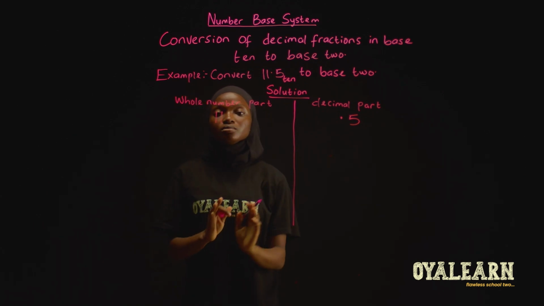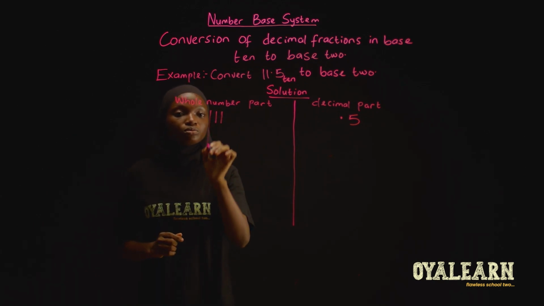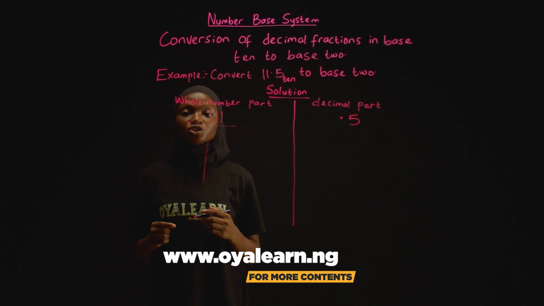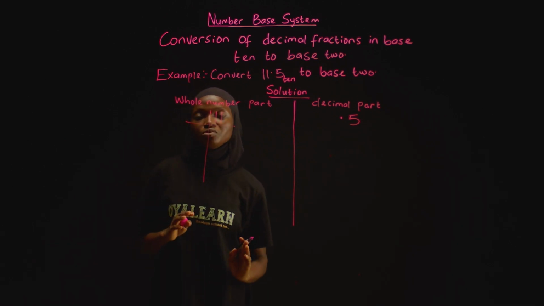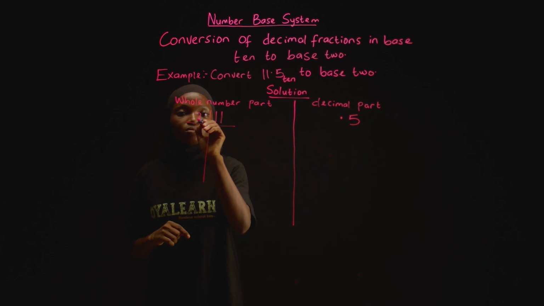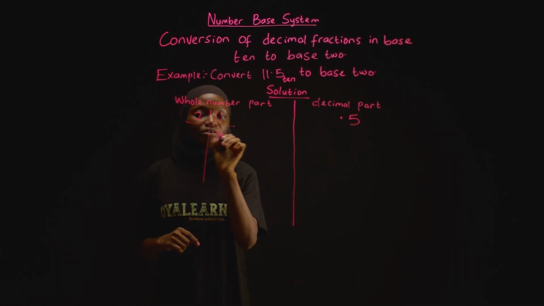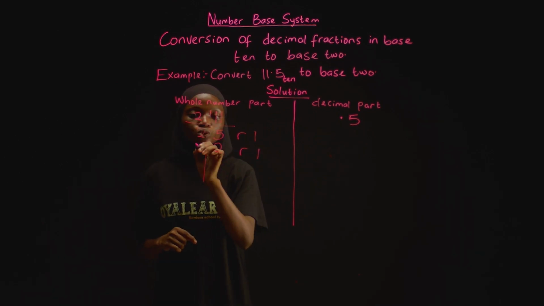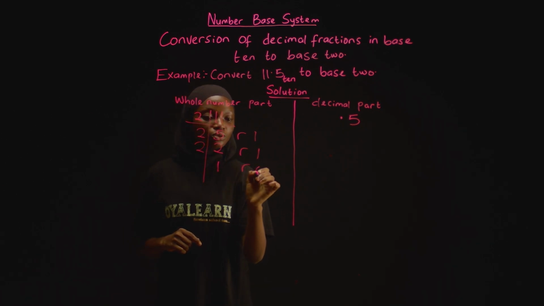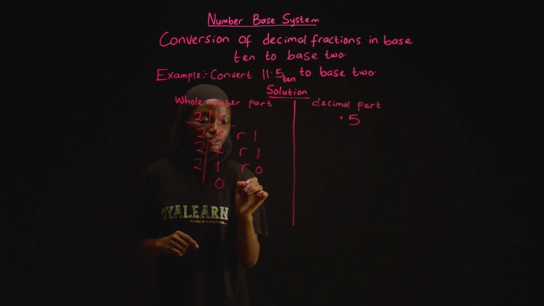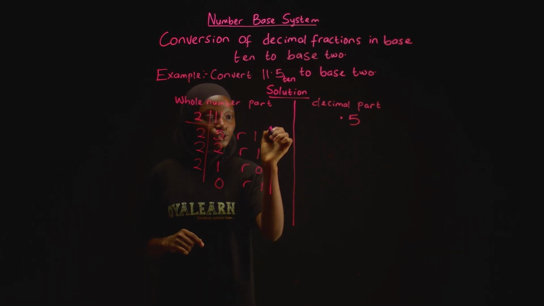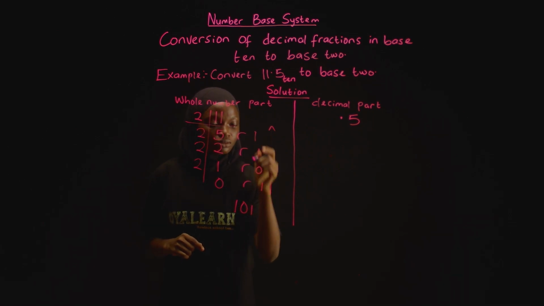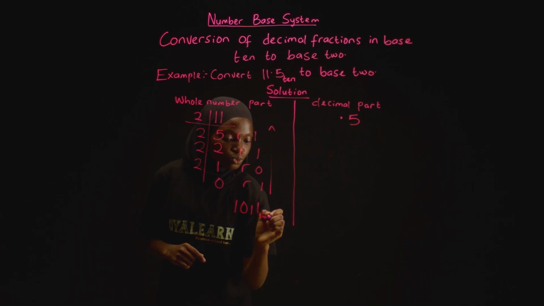Now we convert separately. To convert this, we draw a table. Then we divide repeatedly by 2 until further division is not possible and read the remainders upward. So let's start. 2 goes in 11, you have 5, remainder 1. 2 goes in 5, you have 2, remainder 1. 2 goes in 2, you have 1, remainder 0. 2 goes in 1, you have 0, remainder 1. And you read it upward. So here you have 1, 0, 1, 1, base 2.